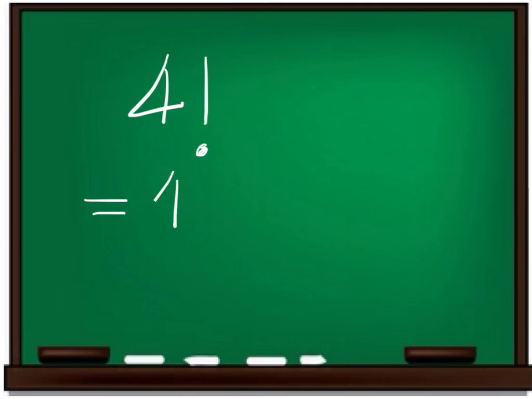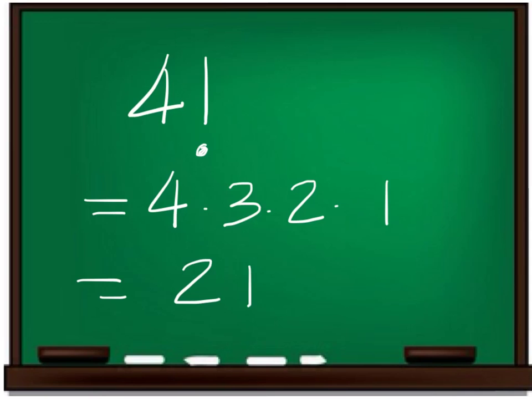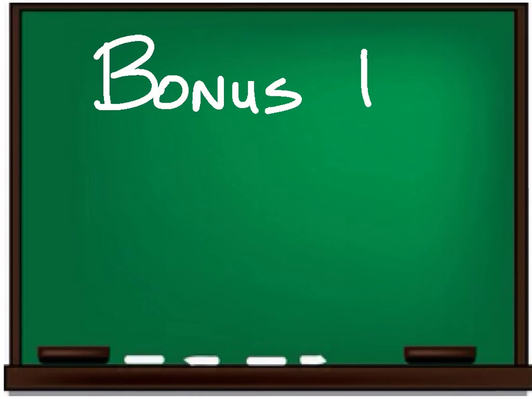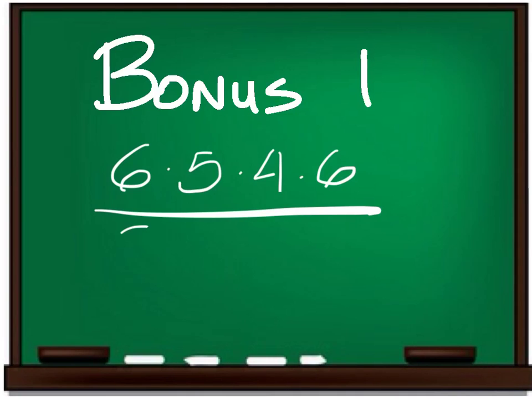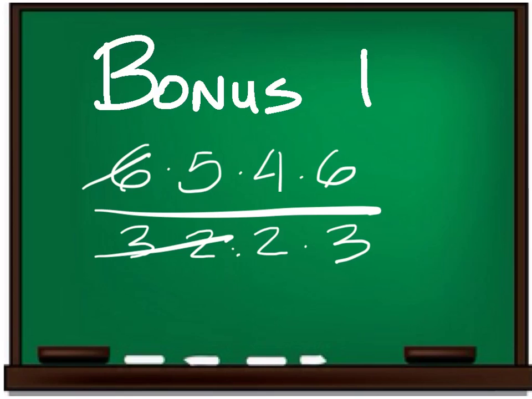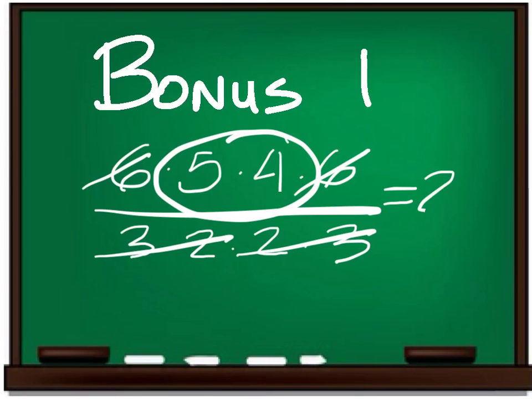Four factorial is 4 times 3 times 2 times 1, which is 24. 3 and 2 cancel with 6. You're left with 5 times 4.